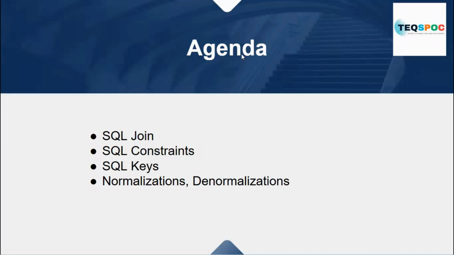Today's session agenda is we will talk about SQL joins, SQL constraints, what are SQL keys, and what is normalized and denormalized. These four topics are very important from the interview perspective. In an interview you will definitely get questions related to joins, constraints, and keys. Nowadays in every interview they will ask what is normalization and denormalization in 2025.